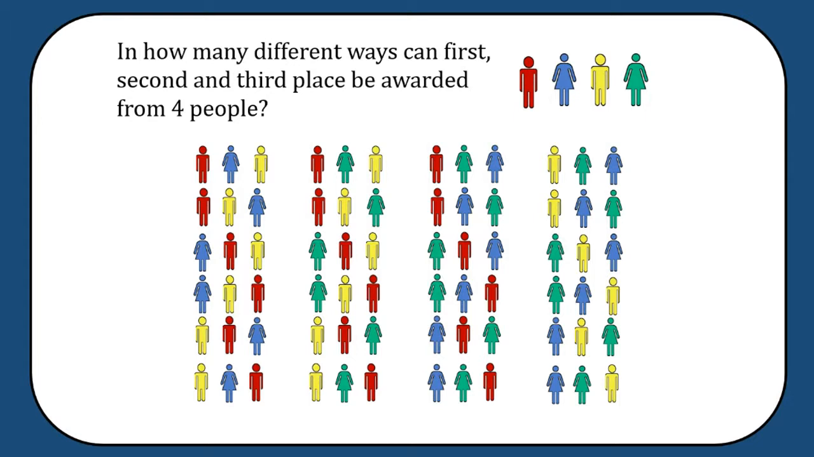Here are the 24 different options. First, second and third place could go to the red, blue and yellow people, and then there are 6 different orders in which they could finish first, second and third. Again, first, second, third could go to the red, green and yellow people, and there are 6 different ways in which they could finish. Same for the red, green and blue, and same for the yellow, green and blue. So we end up with 4 times 6, so 24 different arrangements.